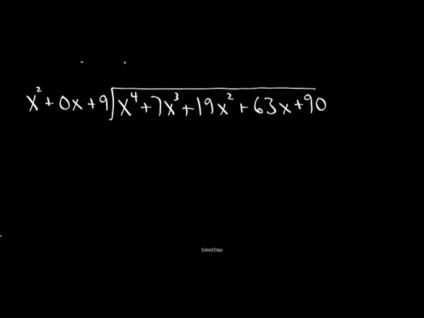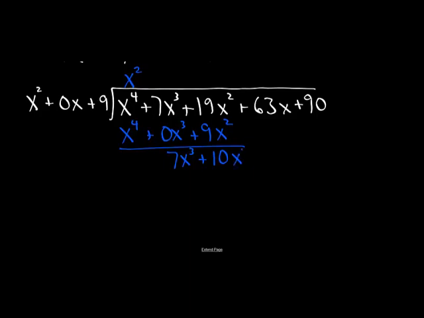Okay, let's see how this turns out. I'm going to take x squared into x to the fourth. That's going to be x squared times, and then I multiply. So I get x squared times x squared, that's x to the fourth, plus 0x cubed plus 9x squared. Yeah, see, now I've got everything lined up. And if I subtract, I'm going to get 7x cubed plus 10x squared. Let me go ahead and bring down this 63x.